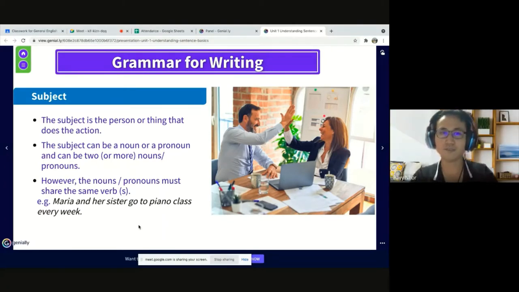Actually, the object is a noun or pronoun, and its function is to be part of the sentence. You are right, you are not wrong. It also gives the sentence a clearer meaning, but the main important thing is that we use an object because it receives the action of the verb.